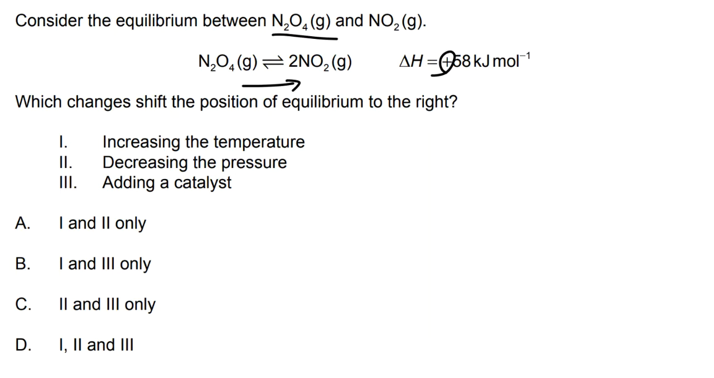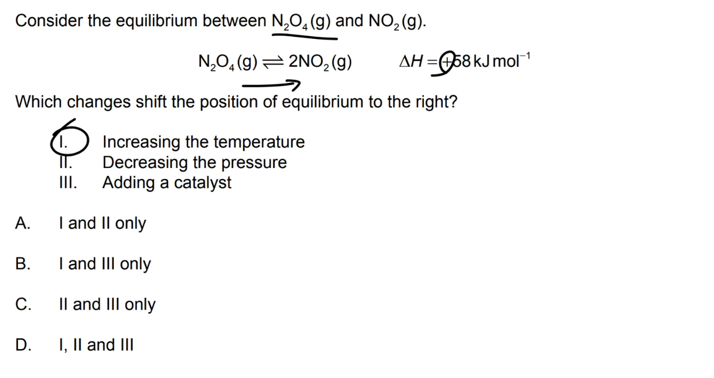In an endothermic reaction, as the name suggests, we need endo, inside, and therm, which means basically temperature or heat. So we need to put in heat or temperature. So temperature or heat acts as a reactant essentially. If we increase the temperature, we're pretty much adding a reactant, and if we add a reactant, we're going to shift this equilibrium to the right. So this is correct. Decreasing the pressure.